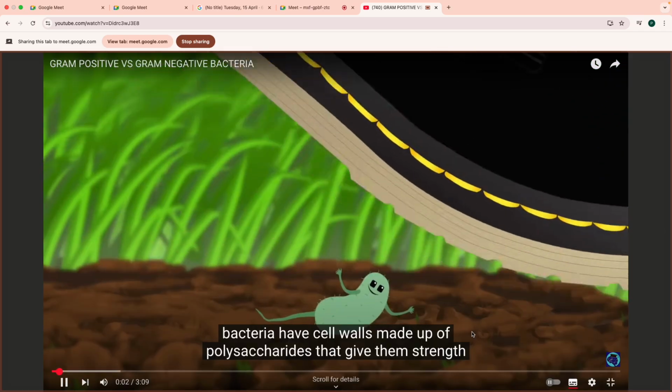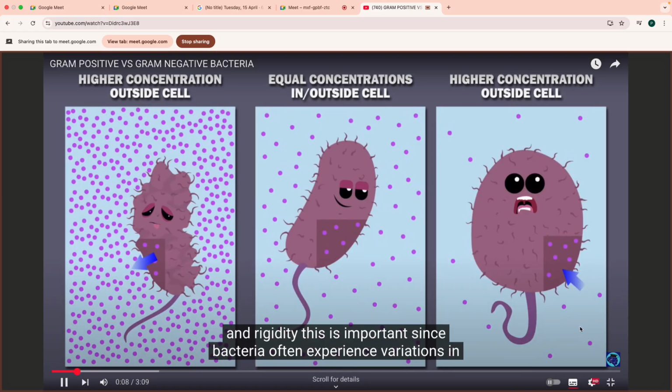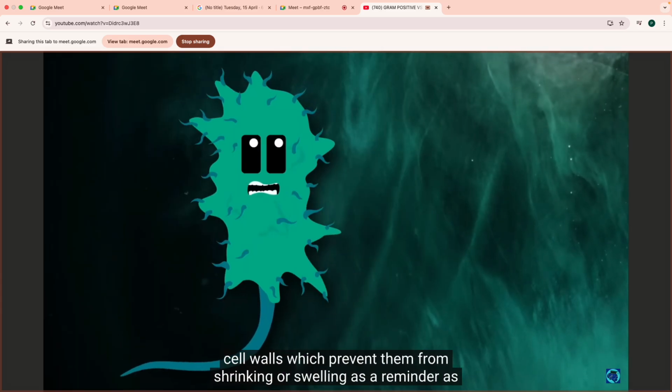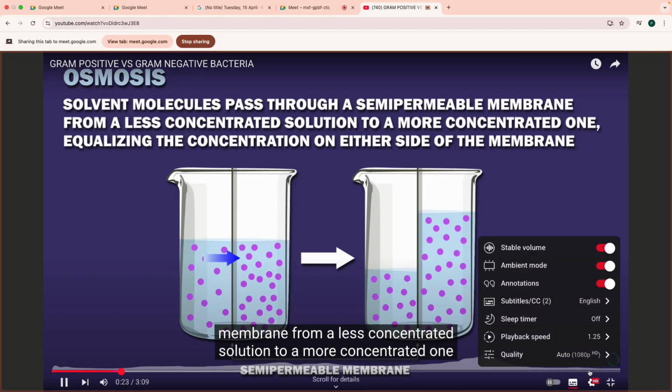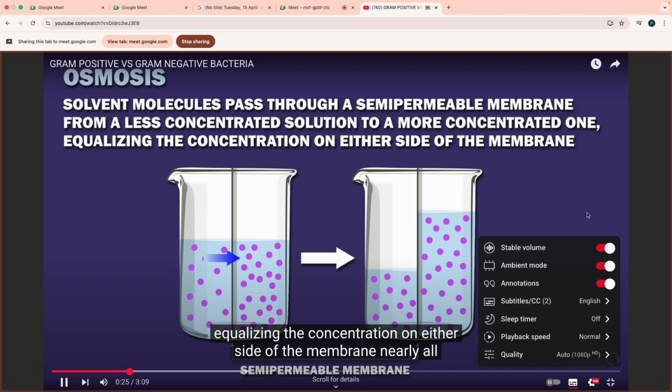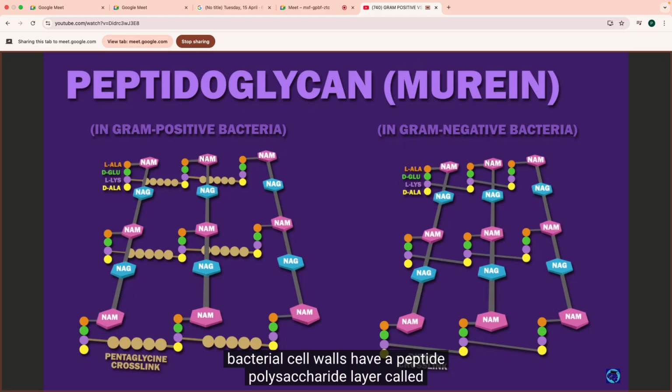Bacteria have cell walls made up of polysaccharides that give them strength and rigidity. This is important since bacteria often experience variations in osmotic pressure due to the different solutions they encounter, and it is their cell walls which prevent them from shrinking or swelling. As a reminder, osmosis is the process by which solvent molecules pass through a semi-permeable membrane from a less concentrated solution to a more concentrated one, equalizing the concentration on either side of the membrane. Nearly all bacterial cell walls have a peptide polysaccharide layer called peptidoglycan, also known as murein. Peptidoglycan is a polymer made up of sugars and amino acids which forms a kind of mesh.